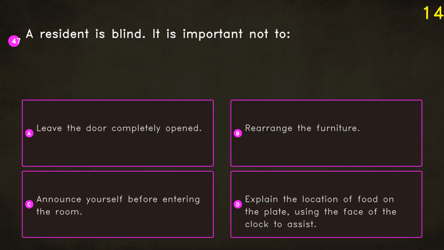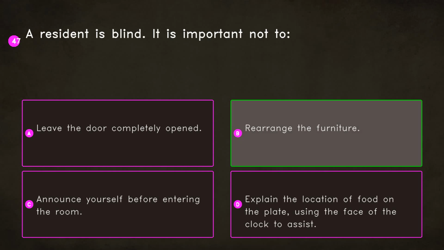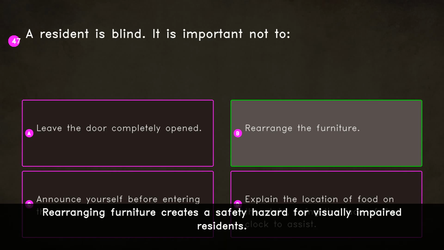Question 47. A resident is blind. It is important not to A. leave the door completely opened, B. rearrange the furniture, C. announce yourself before entering the room, D. explain the location of food on the plate, using the face of the clock to assist. The correct answer is rearrange the furniture. Rearranging furniture creates a safety hazard for visually impaired residents.